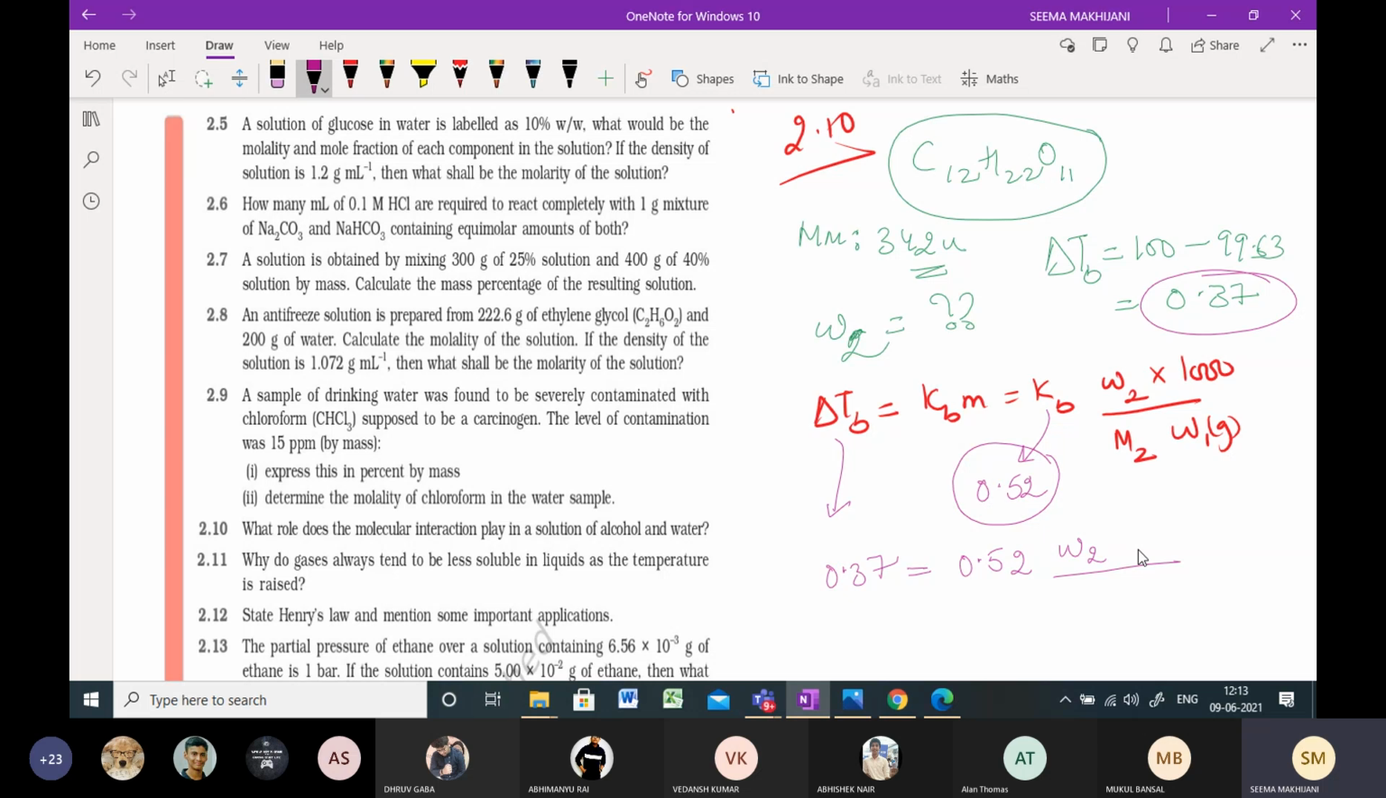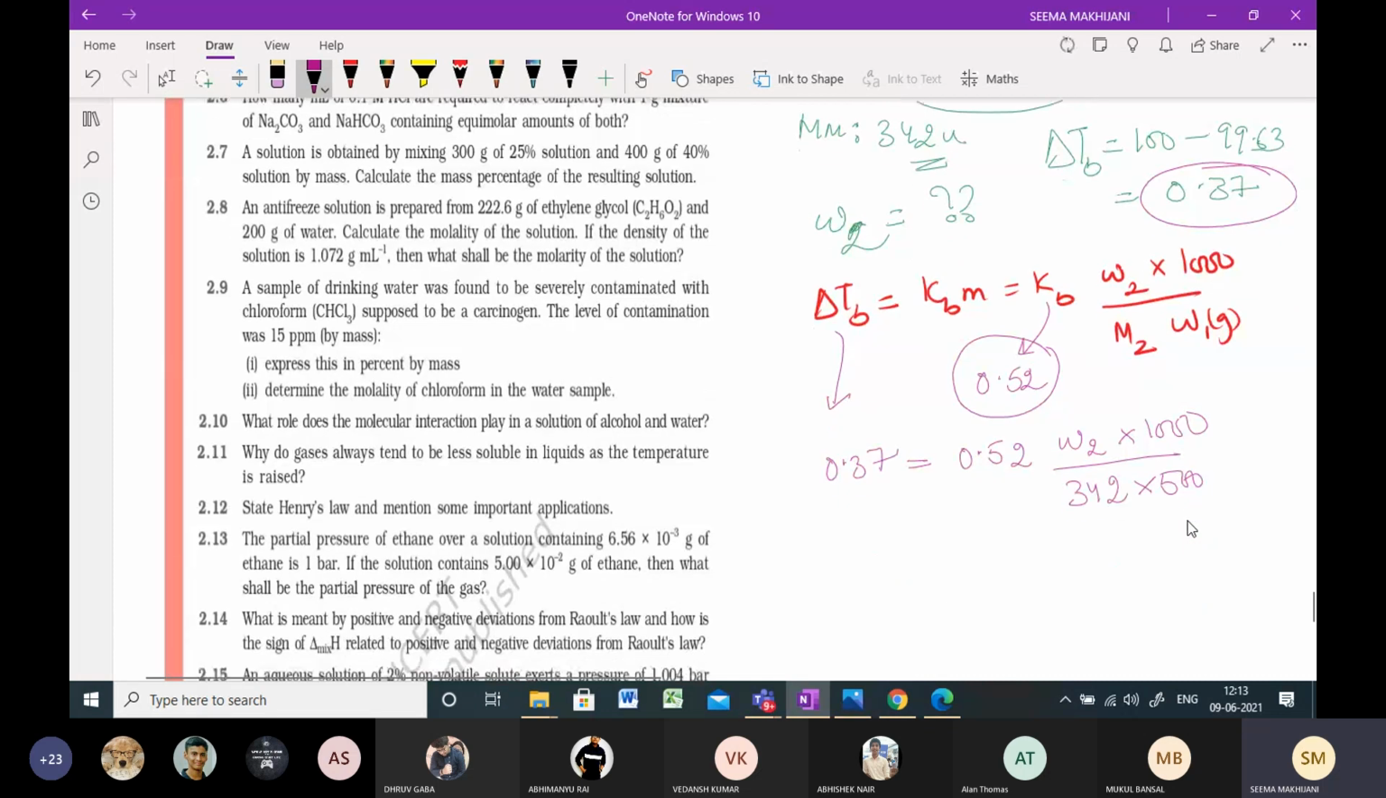So substituting 342 here, you have 342. Now coming to the weight of water. Water is given to you as 500 and you need to add that 1000 in the numerator. Substituting all the values, as you can see, your agenda is now to find W2.